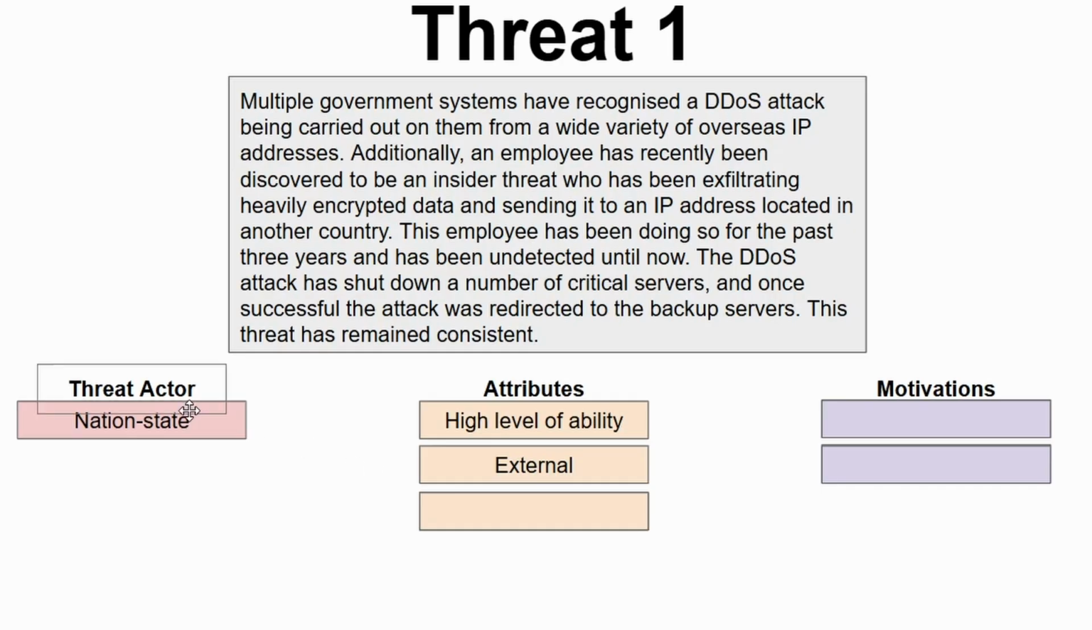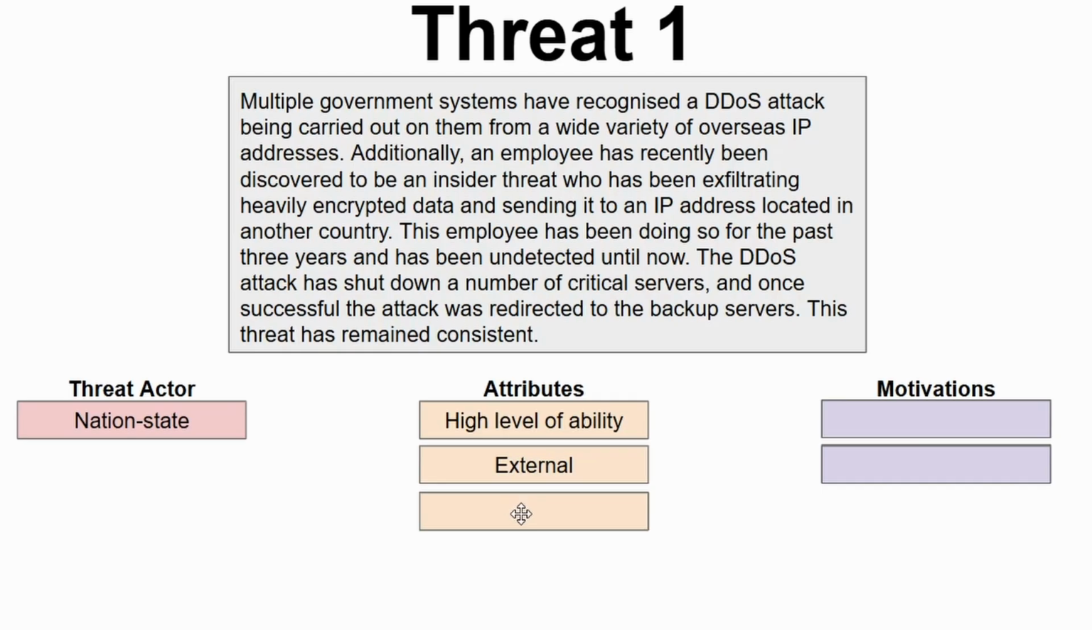But just understand that a nation state attack generally is going to have the attribute of being external, because they're coming at you from a different geographical location. You also have the DDoS attack that's coming from overseas, and the insider threat was planted by an overseas nation state. So as a whole, this wide-scale attack is external rather than internal.